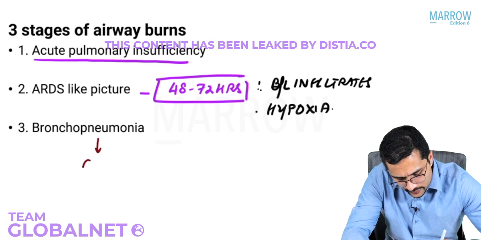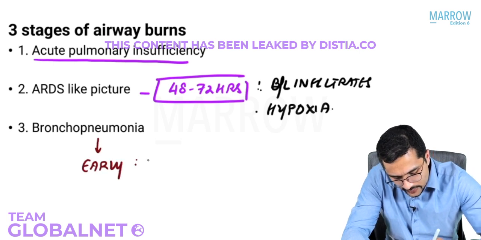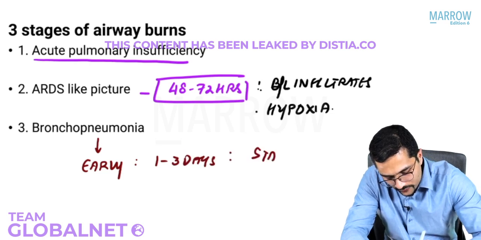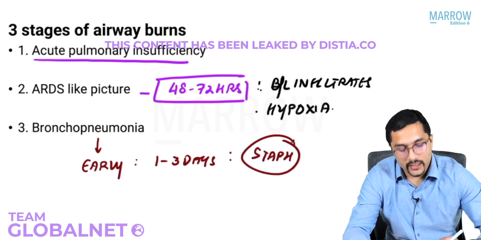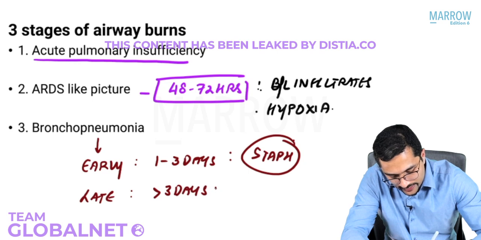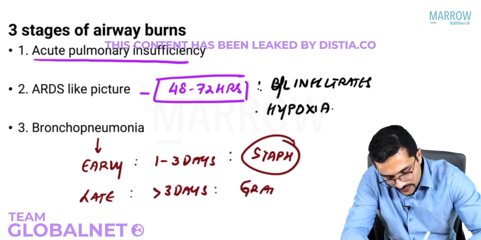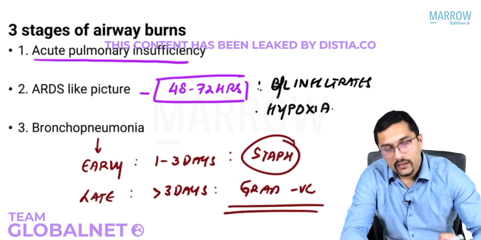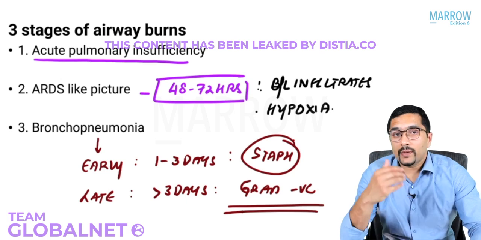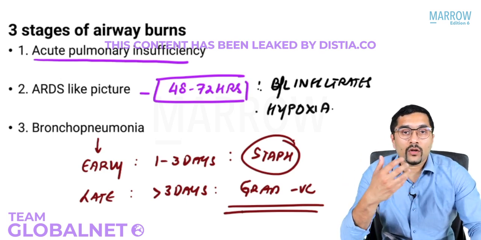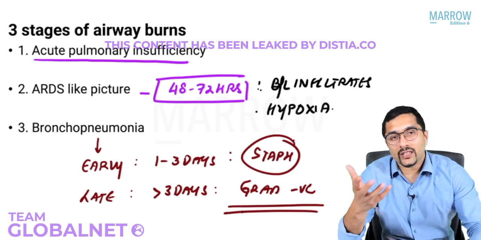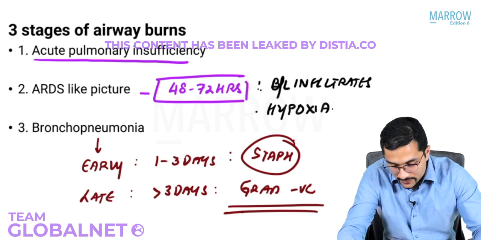And you need to know in the early phase, that is 1 to 3 days, this bronchopneumonia is mainly due to staph. It is staphylococcal pneumonia. But in the later stages, after 3 days, this can be gram-negative bronchopneumonia which can develop in these patients, and it needs to be treated accordingly with antibiotics. And also there is a role of bronchodilators. So to nebulize the patient with bronchodilators, there is a role in patients with airway burns.